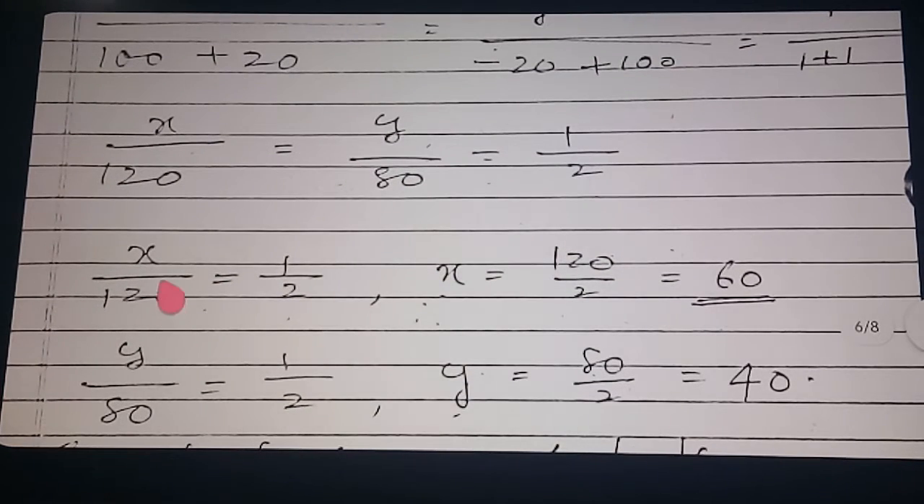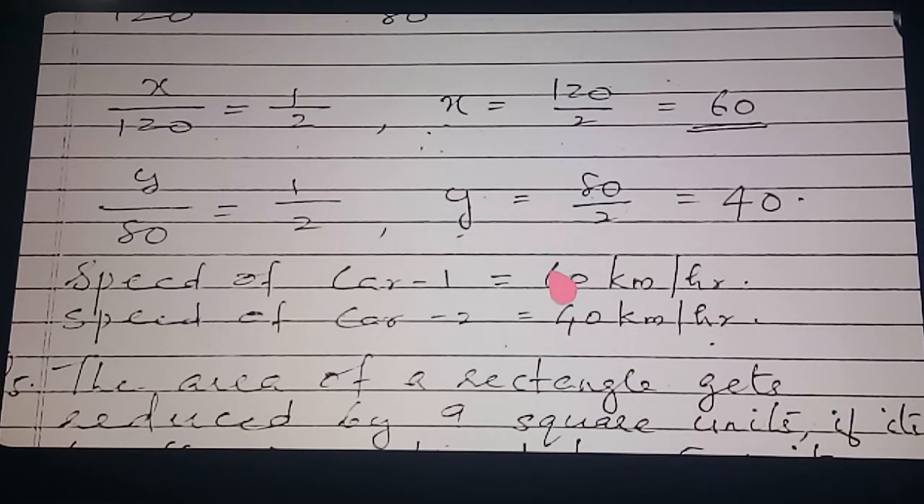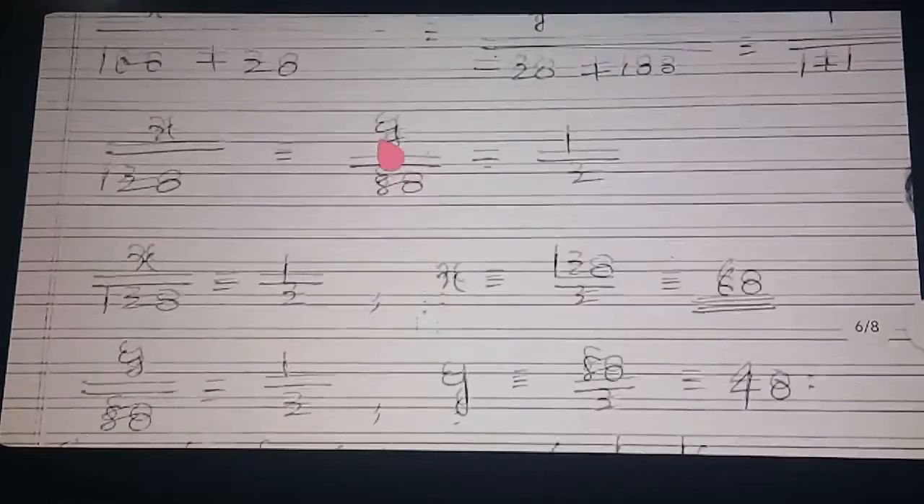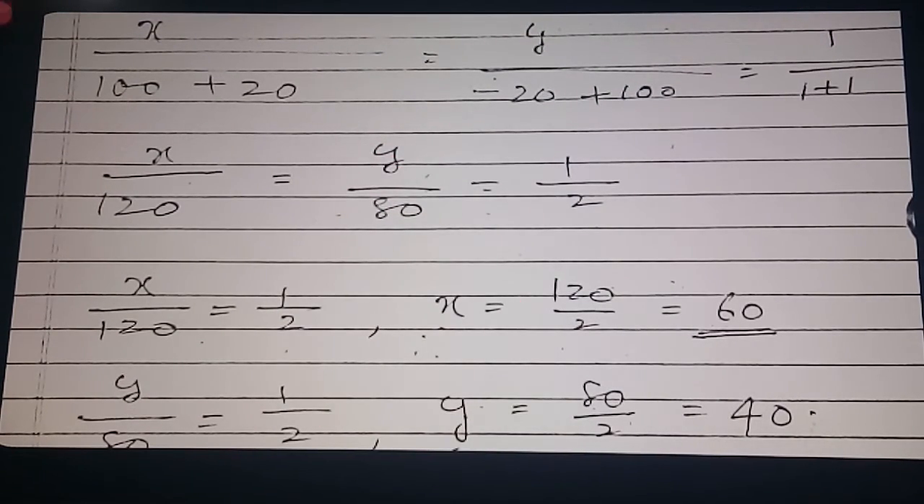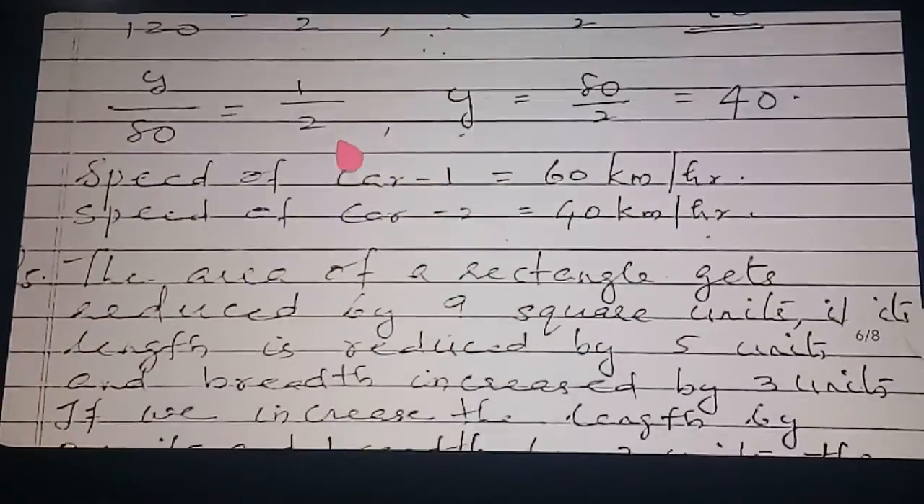For finding out the value of x and the constant, you get the value of x, how much? 60. And for finding out the value of y and the constant, y is equal to 80 by 2, 40. So therefore you got the speed of the first car, 60 km per hour, and the speed of the second car is 40 km per hour. Are you clear now? Go to the question once more, fast. Okay. Complete it. Now we will read the next question.